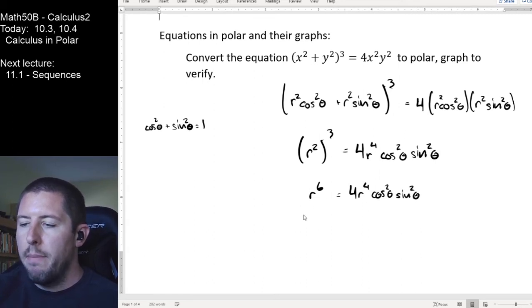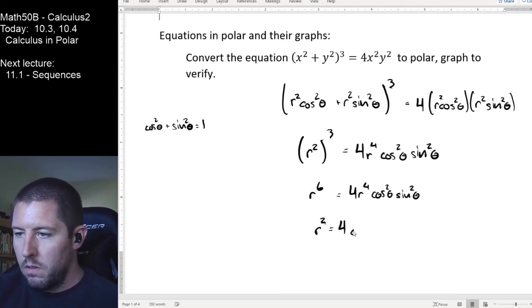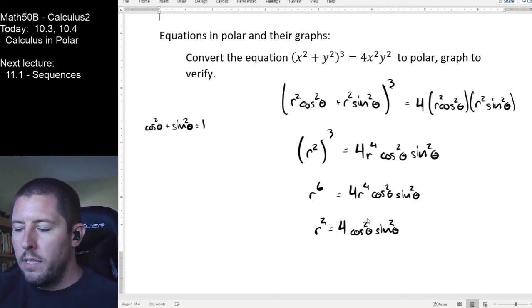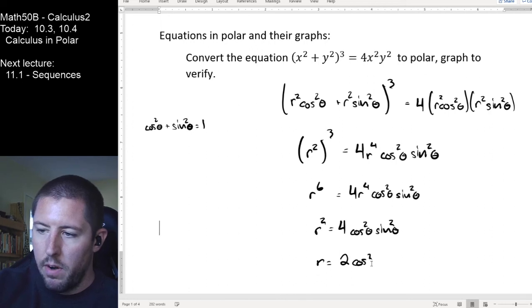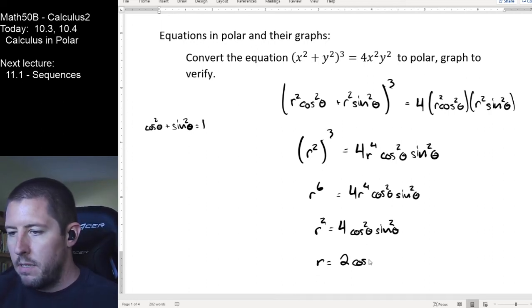I'm going to divide by r to the 4th. And I'm very satisfyingly going to see that I have all squared stuff everywhere here. So now I'm going to take a square root on both sides, and I'm going to land at 2 cos theta sine theta.